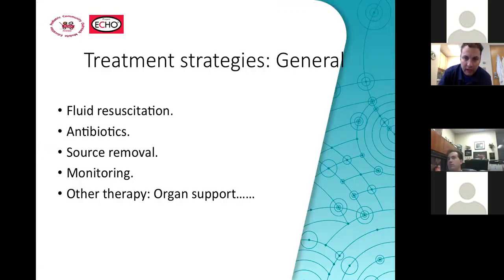Just moving on. How about pediatrics? What do we have? We have a really general treatment strategy, including fluid resuscitation. We'll see a couple of pieces of data behind it, not nearly as much as the adult data we have. We have some antibiotic recommendations, very similar to adults. We try to control the source.